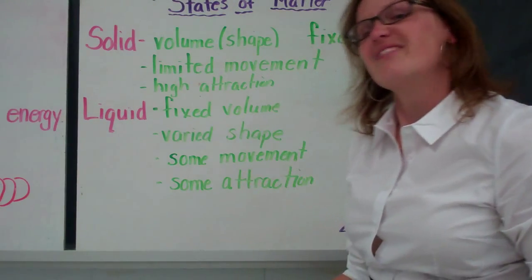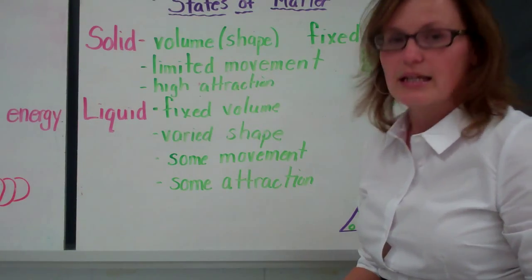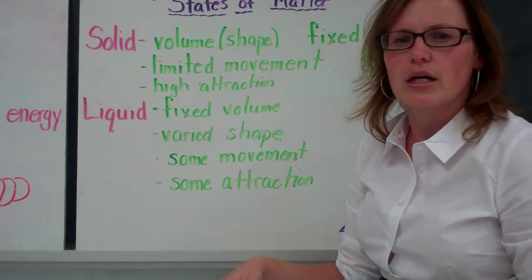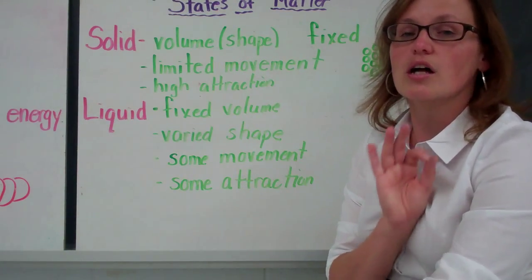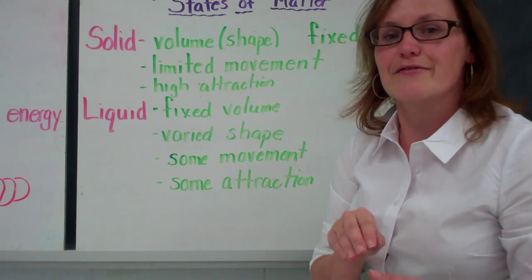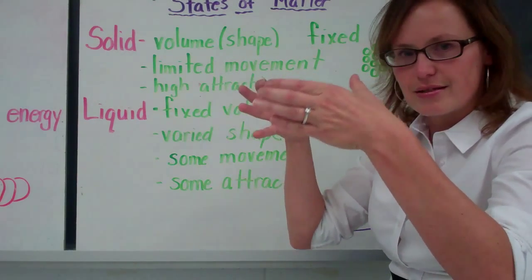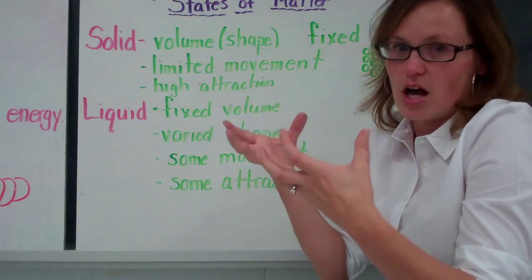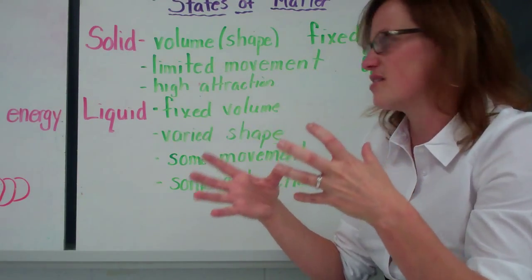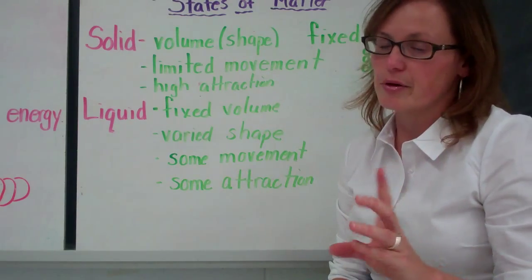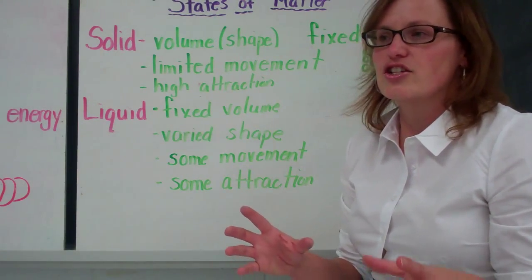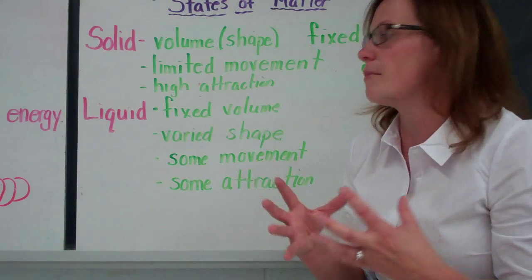Now the states of matter. There are three states of matter: solid, liquid, and gas. And I'm going to go into some details about those different states. Solid. So solid has a fixed shape and a fixed volume. It's a solid, so it keeps that shape and its shape doesn't change. There is limited movement between the particles. Now remember, the particles are always moving, it's very limited. It's a very small amount of movement.